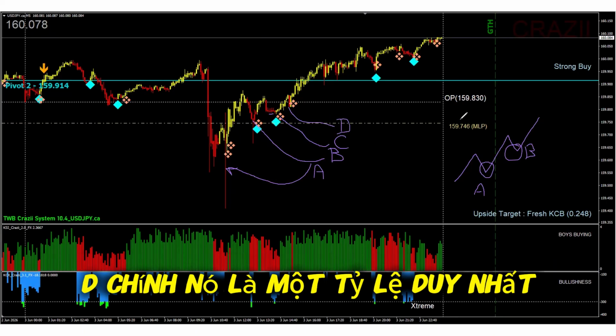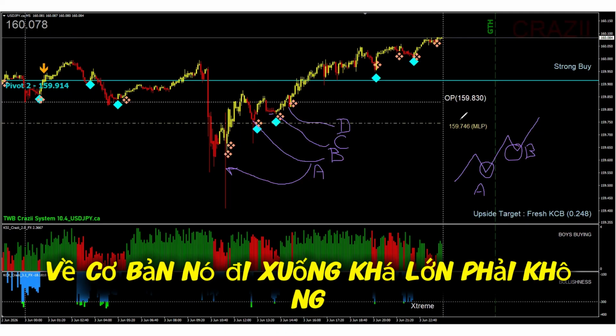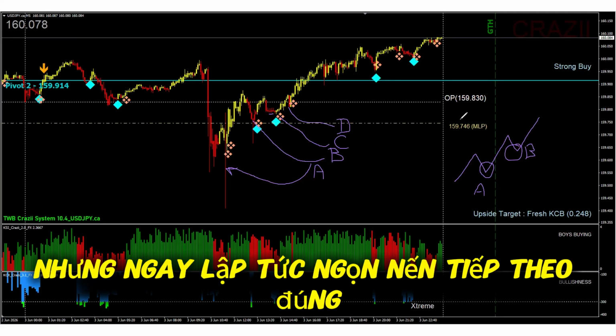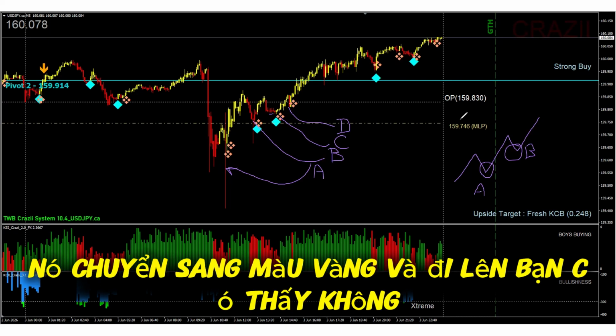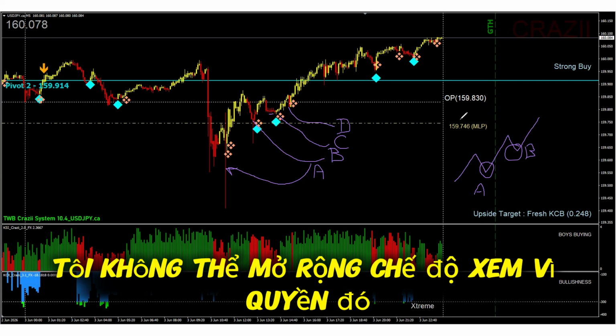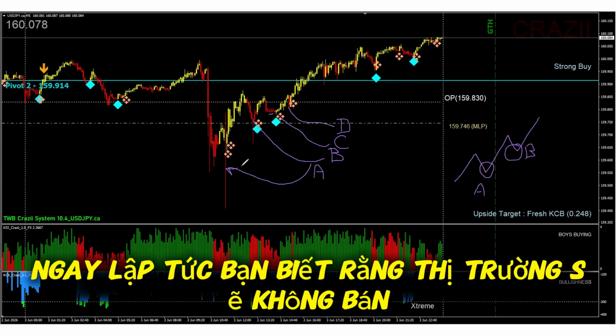D itself is a single red candle that comes down pretty big, right? But instantly, the next candle turns yellow and goes up. Can you see that? Sorry, I cannot expand the view. So because of that, you know immediately that the market is not going to sell, it's going to buy.